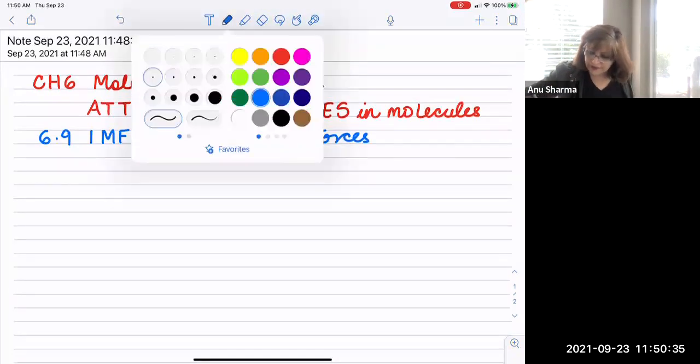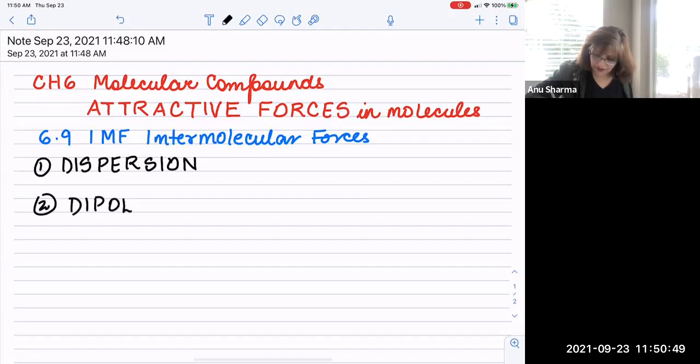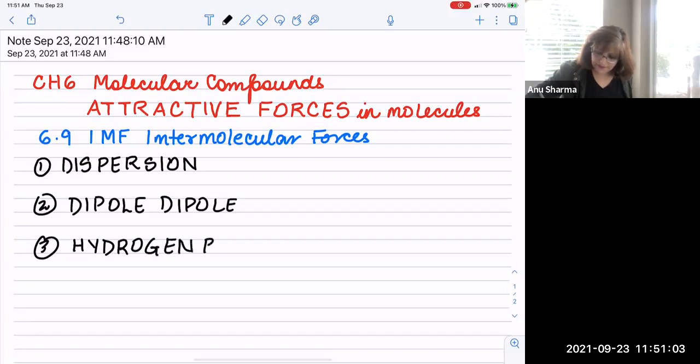So there are three types. One is the dispersion forces. The second is the dipole-dipole. And the third one is hydrogen bonding.